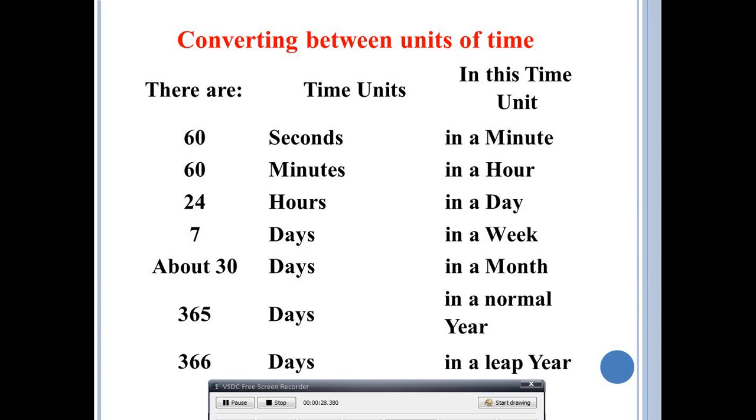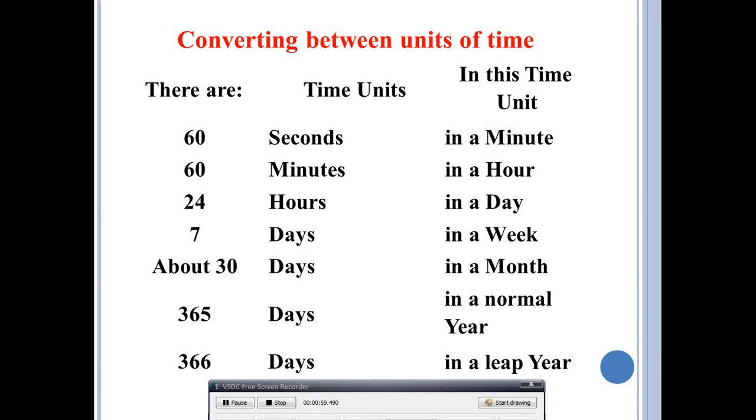hour, and 24 hours in a day, and there are 7 days in a week, and about 30 days in a month. Why do we say about? We know that some months have 31 days, and even February has 29 or 28 days. So that's why we say about 30 days. And in a normal year we have 365 days, but in a leap year we have 366 days.